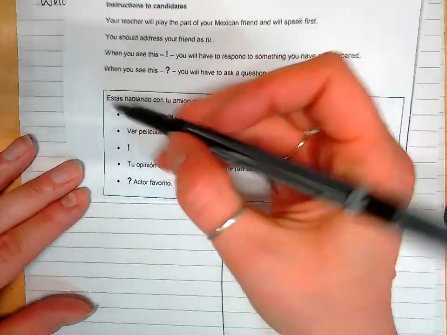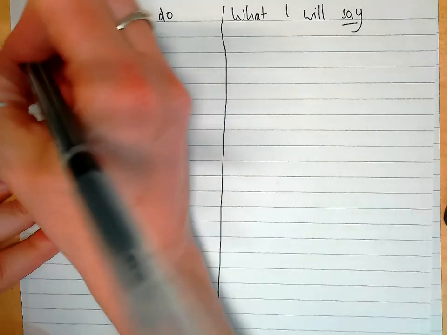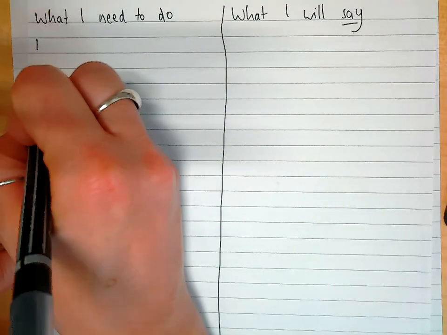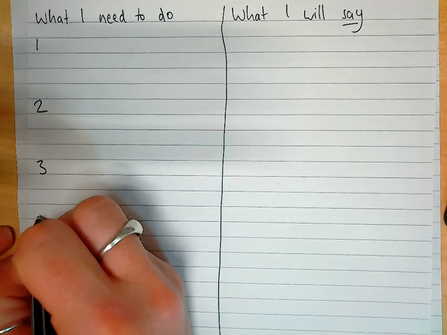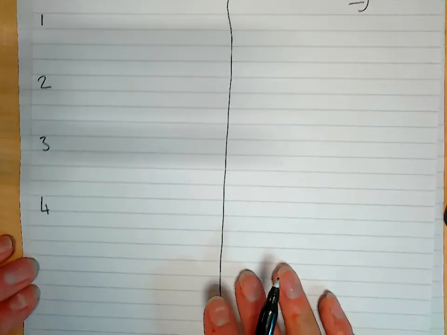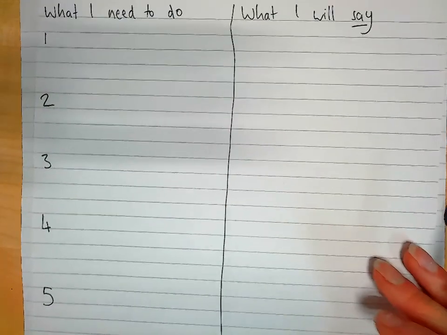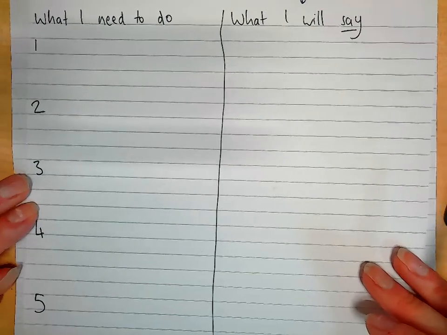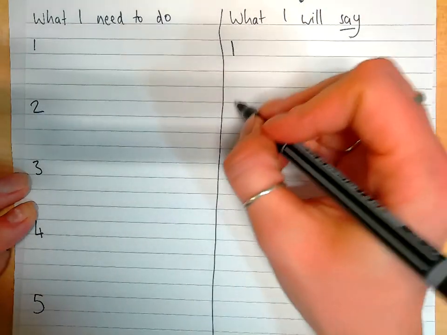So, let's go back to the role play. All role plays have 5 bullet points. So we're going to write 1, 2, 3, 4, and 5 on our sheet. Now, I've got massive handwriting, so I've left lots and lots of space for my notes. If you have neater, tidier handwriting, then you will leave less space. I'm going to repeat that on this side.